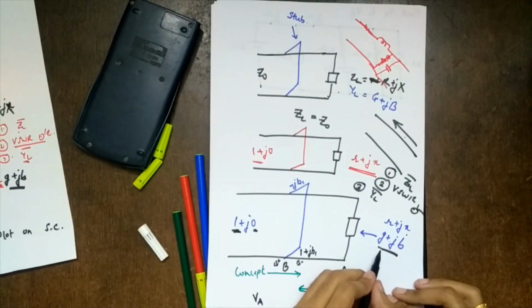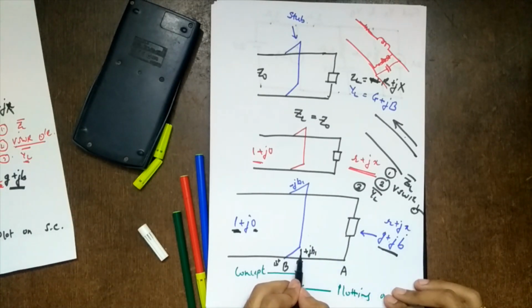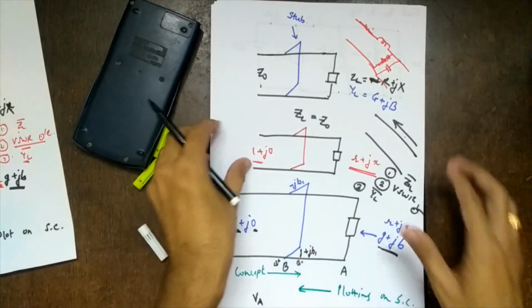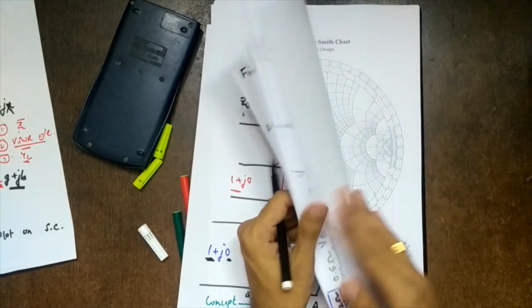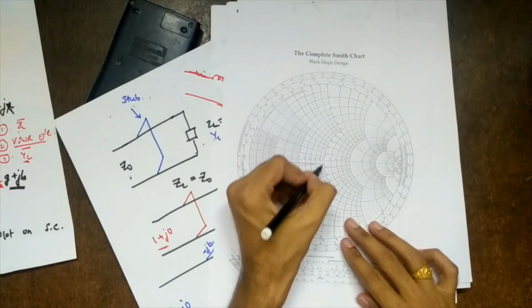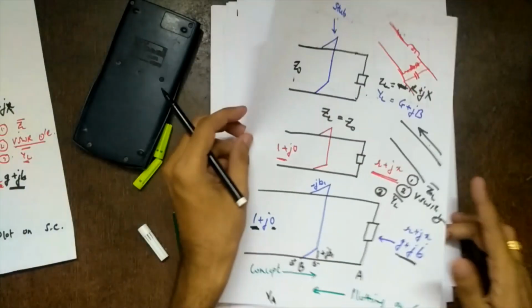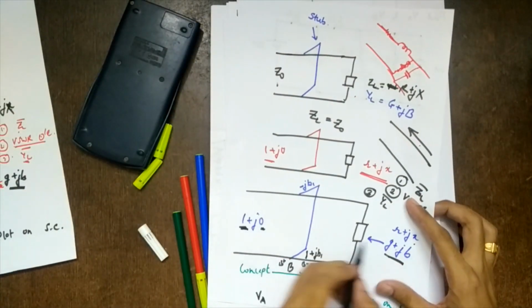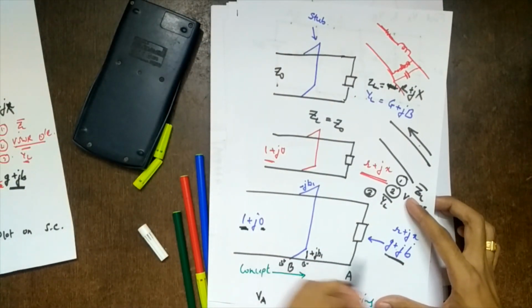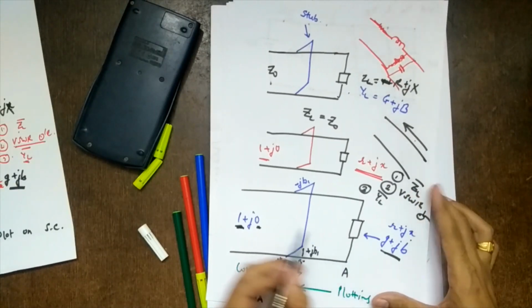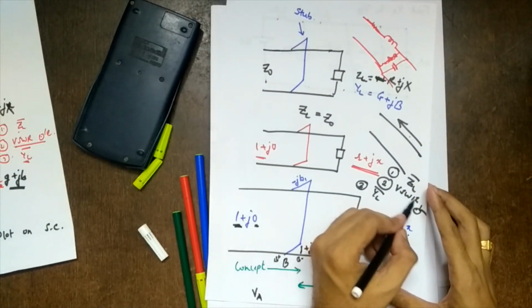Then move along the VSWR circle such that G becomes 1. Right? So on which circle will we move? On the G equal to 1 circle. So we'll move on this. R equal to 1 is nothing but G equal to 1 also, because 1 by 1 is 1. So move on the G equal to 1 circle. Sorry, I messed up. Move on the VSWR circle.